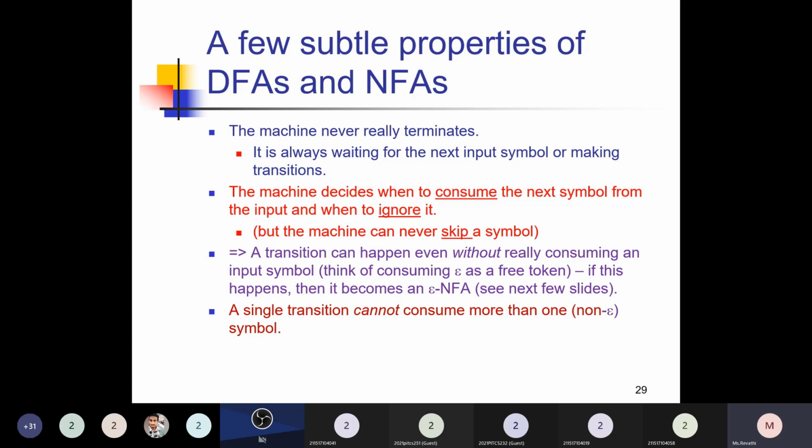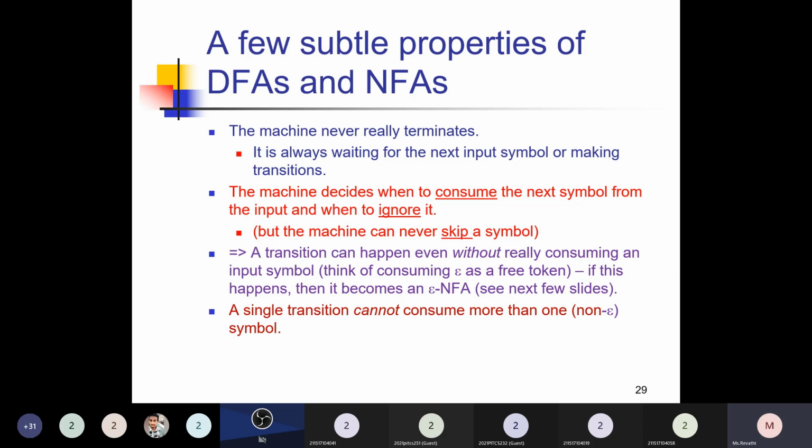The machine, NFA, FA, means what? It is a machine. This machine never really terminates. It is always watching for the next input symbol or making a transition. It is always looking at the next input symbol or making some transitions. It never terminates. That is the first basic property.